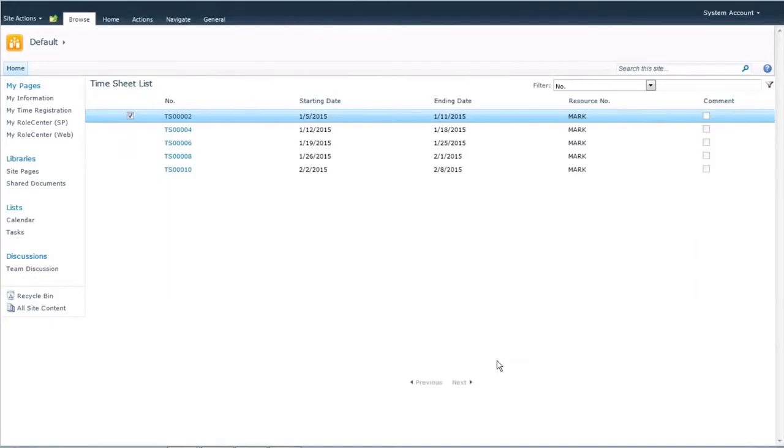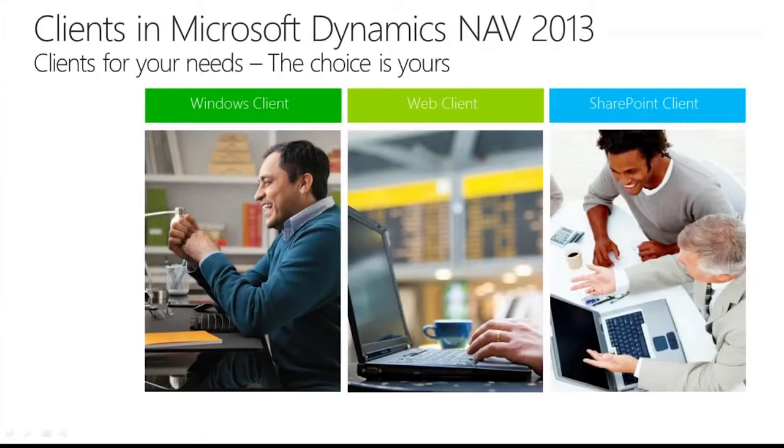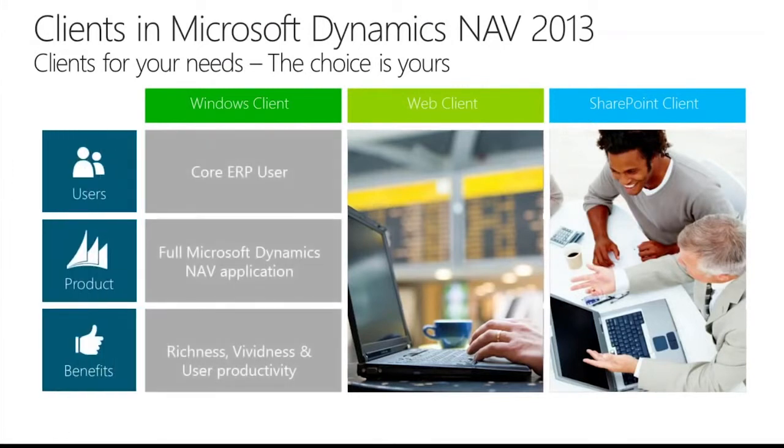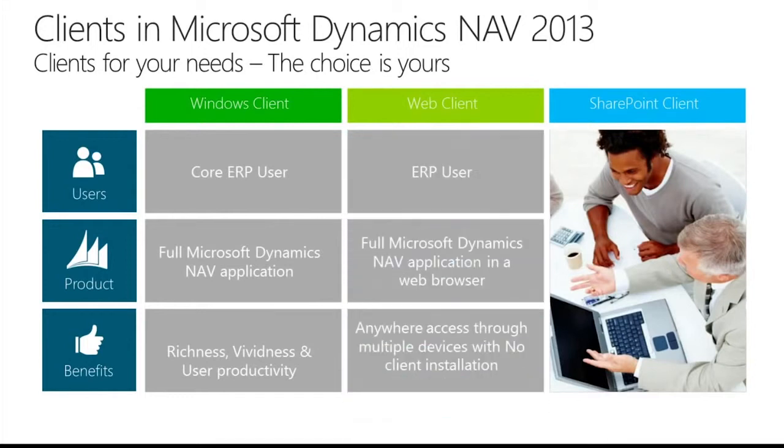If you look at the three clients that I just talked about, there's a client for every need. The Windows client is for the core ERP user who requires the richness and the vividness that the Windows experience provides. You get the full Microsoft Dynamics NAV application with the shortcuts and vividness a heads-down user requires. The web client provides the full product via web browser. It's still an ERP user interface. However, you can now get access through multiple devices with no installation at all.